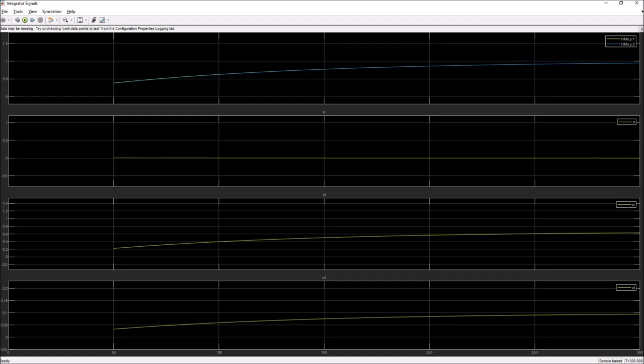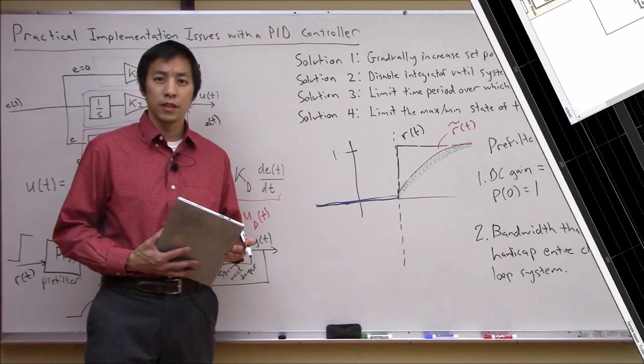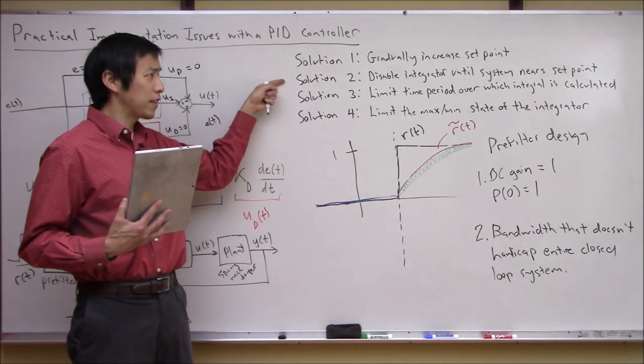So as you can see, we gain performance in the sense of reducing the overshoot, but as we kind of expect, the price we pay for that is the bandwidth of the system and the settling time. So a pre-filter will definitely work, but again, you've got to be a little careful about how you choose its parameters. All right, so let's move on to this second idea of how to fix integrator windup.